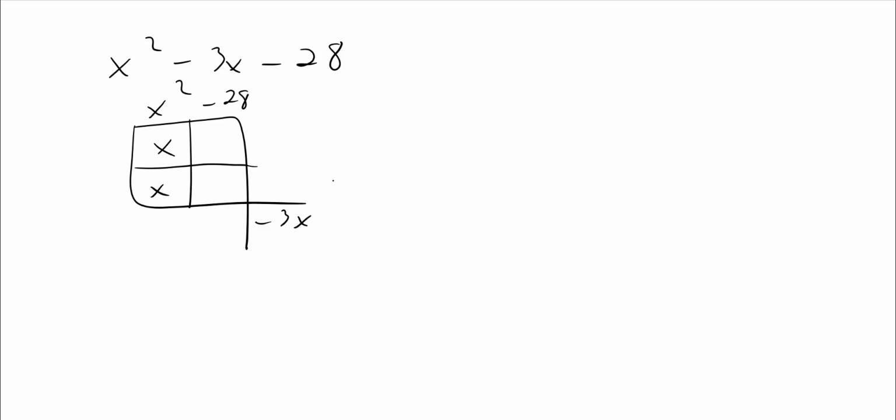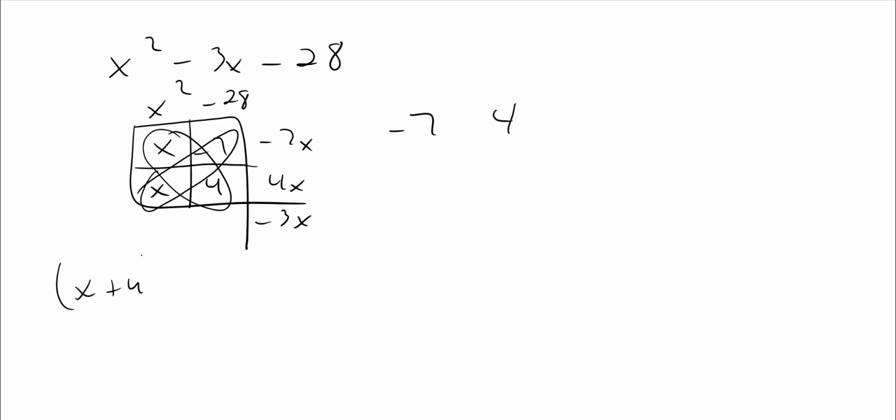So you're doing subtraction. So 28 is 7 and 4. And sometimes you do it right away. You go 7 and 4 is 28, and you're like, oh, wait, 7 minus 4 is 3. Oh, wait, but it's negative 3. Oh, it's negative 7 and 4, because that's negative 7x and positive 4x. There we go. We're done. So x plus 4, x minus 7.